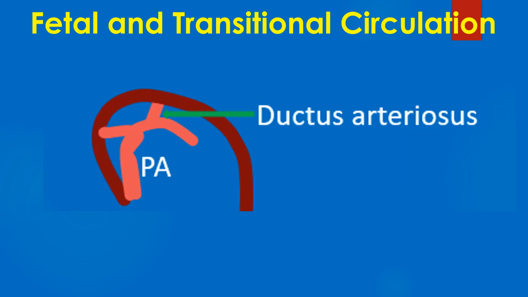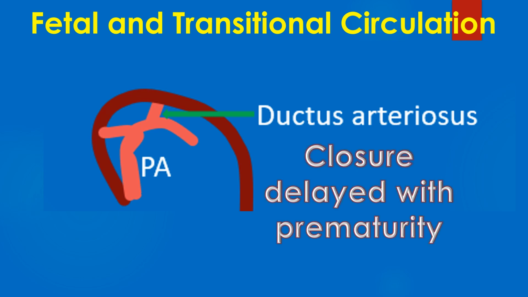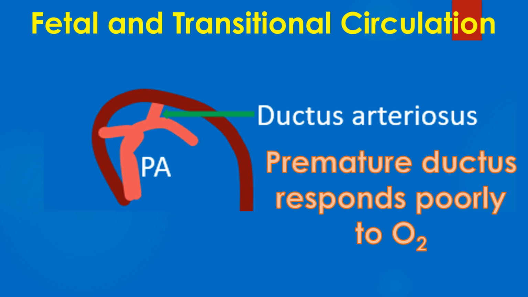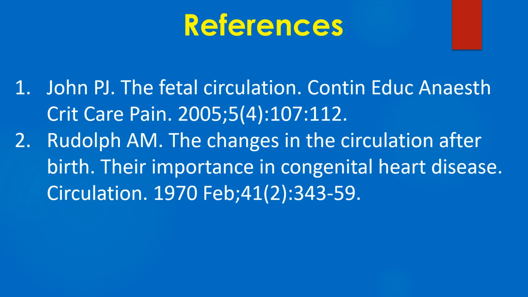Closure of both the ductus arteriosus and ductus venosus is delayed in preterm infants. Prevalence of patent ductus arteriosus increases with increasing prematurity. It is said that the premature ductus responds poorly to oxygen and more to prostaglandin. Clamping of the umbilical cord after delivery leads to a 30 to 50% decrease in venous return.